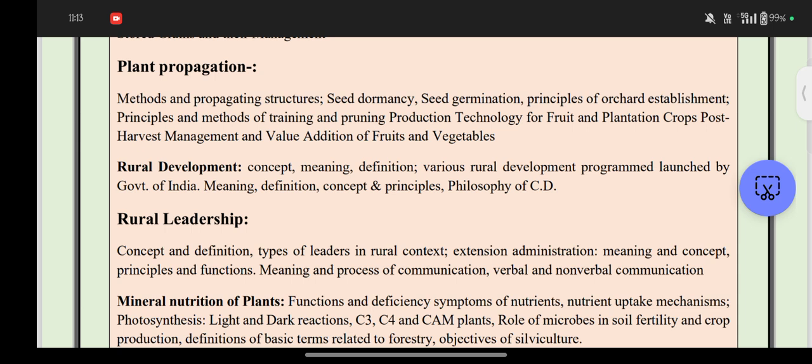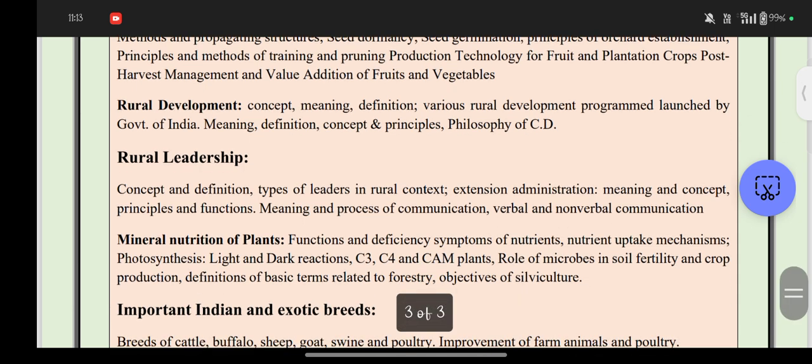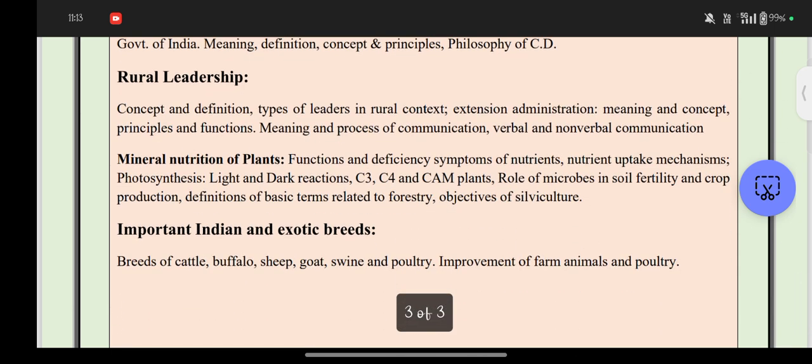Next, rural development concept, meaning, definition of rural development, various rural development programs launched by the government of India. So you have to study its meaning, its definition, concept, and principles on which these are launched, and CD and philosophy of CD. Then rural leadership, its concept and definition, types of leaders in rural context, extension administration, and also its meaning, principles and function, meaning and process of communication, that is verbal and non-verbal communication.